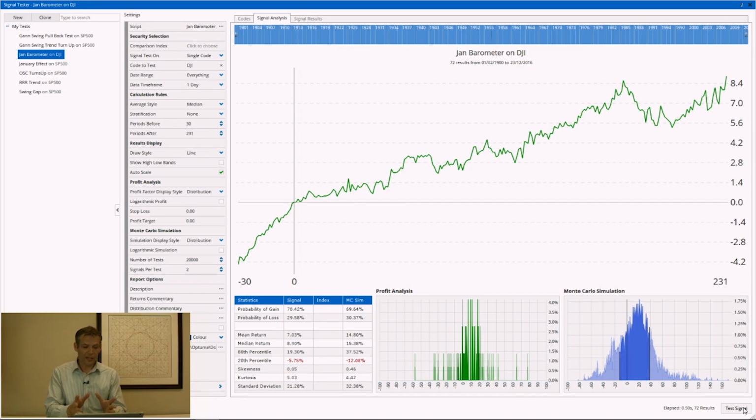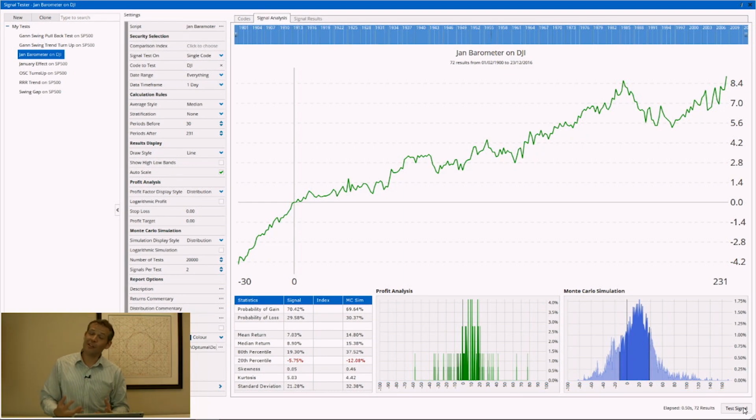What I'm seeing here is that when January is up, we have a 70% probability of gain. So that's telling me that when January's up, I've got 70% likelihood that the year is going to finish up. And in this case, it's finishing up mean of 7%, median of 8.9. So we're in that range of 7 to 8% for the 11 months from February 1 to December 31. Reward to risk of nearly 4 to 1, or probably 3 to 1's closer, so 3.5 to 1. So that's really nice.